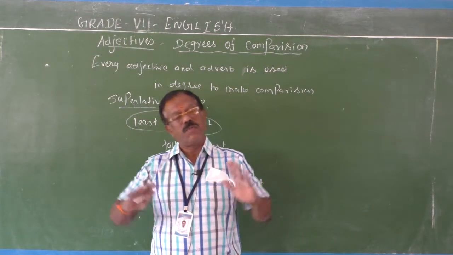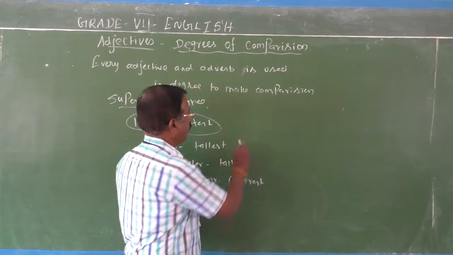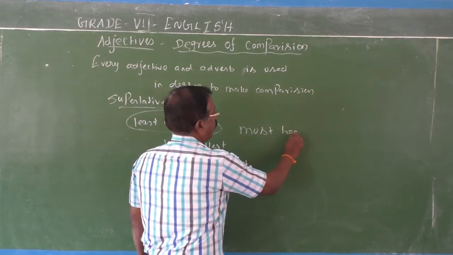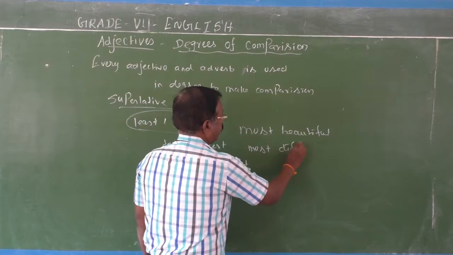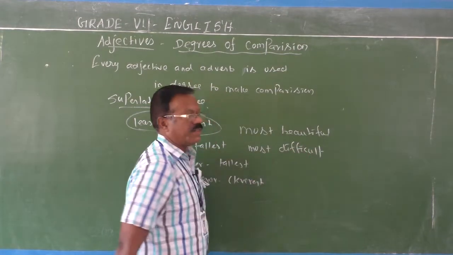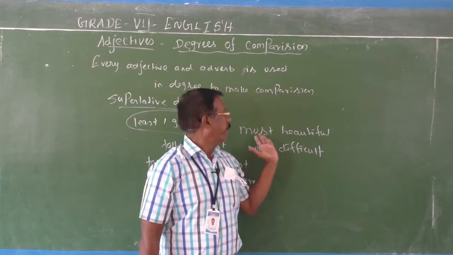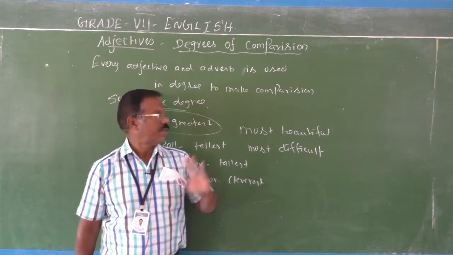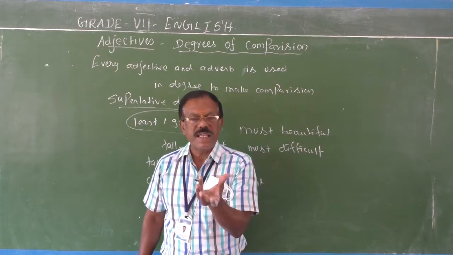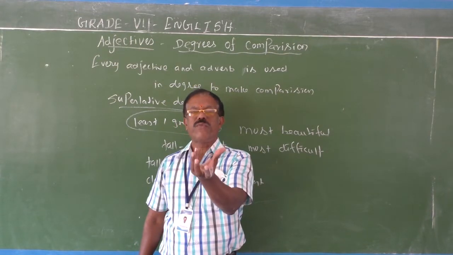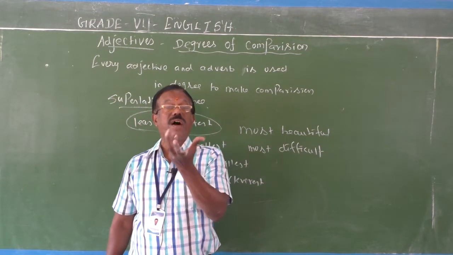Suppose an adjective has more than two syllables, then we have to add most before such an adjective. See, most beautiful, most difficult. Okay, so when an adjective has more than two syllables, we form the superlative degree by adding est or most before the adjective. Most beautiful. I will give you an example. The lotus is the most beautiful flower in the world.